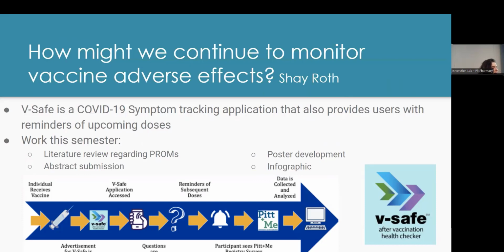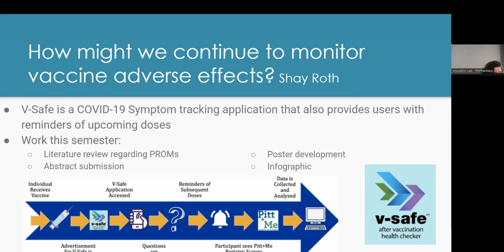Post-vaccine, participants would download this application and be able to report any adverse events that they may have received after getting the vaccine. So this was in partnership with PIP+Me through the research registry. Our survey was asking people if they used the V-Safe application and what their experience was with that application, figuring out why they used it, things like that.